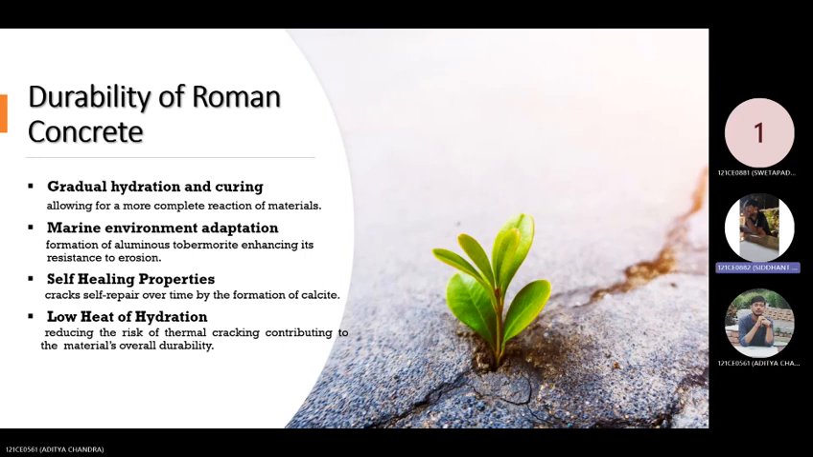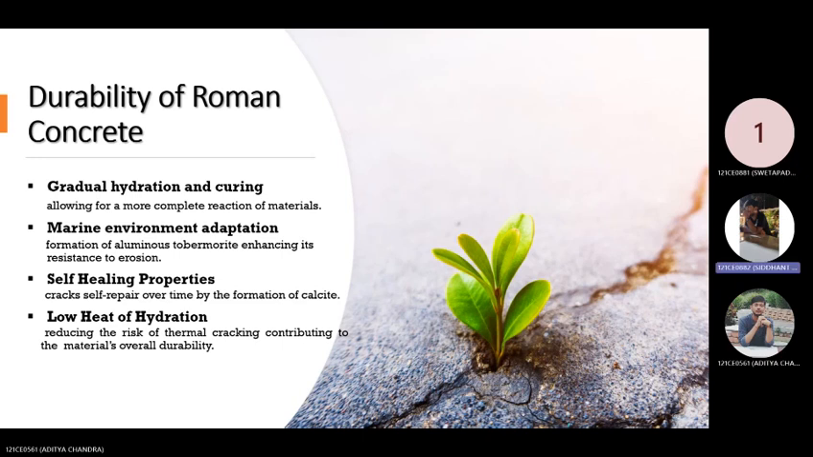As we all know, in due course of time, cracks appear in structures due to rapid environmental actions. So Roman concrete has a secret property called self-healing. In the self-healing property, it forms calcite with its volcanic ash, lime, and seawater, which self-repair over time.